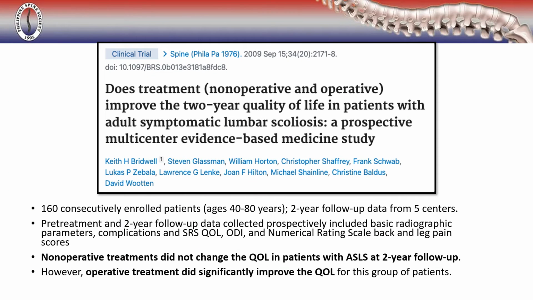A similar study also compared operative and non-operative treatment in a larger series of patients. Pre-treatment and 2-year follow-up data were collected prospectively, which included basic radiographic parameters, complications, and different numerical health scores, back pain and leg pain scores. The authors reported that non-operative treatments did not change the back pain and leg pain scores in patients with adult lumbar scoliosis after 2-year follow-up, and operative treatment significantly improved all health-related quality of life scores for patients who underwent surgery. The conclusions of this study, however, were limited by the fact that they were only able to follow up 45% of the non-operative group.